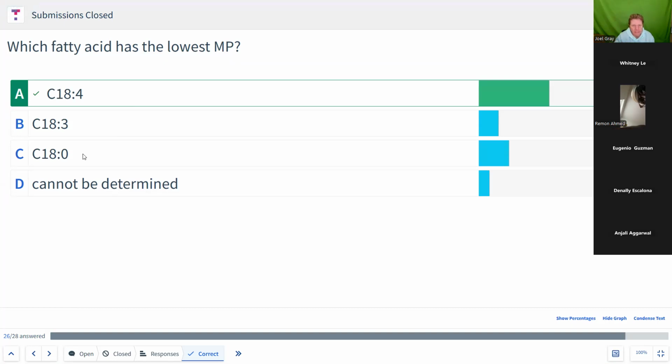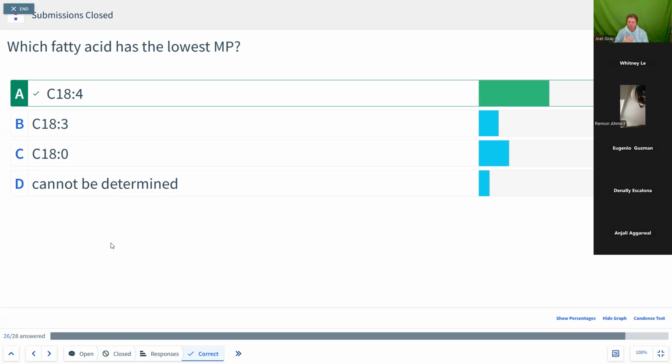So another way of phrasing that is going to be the solid for longer, imagining that we're increasing the temperature on a mixture. So that's going to be a solid up until a higher temperature. 18:4, let's put it into context. At room temperature, that's going to be a liquid. 18:3, probably a liquid at room temperature. 18:0, probably not a liquid at room temperature.